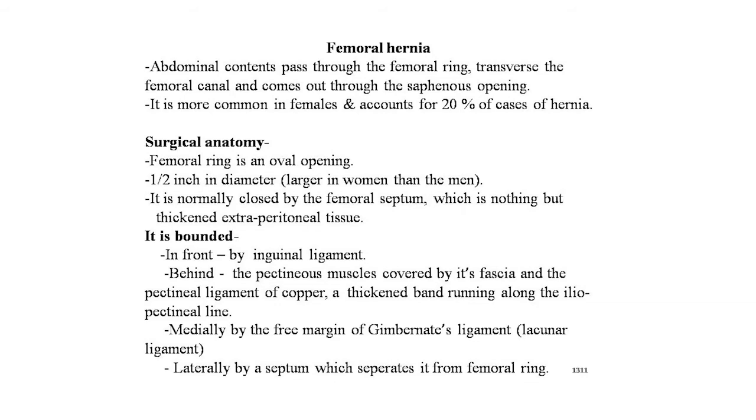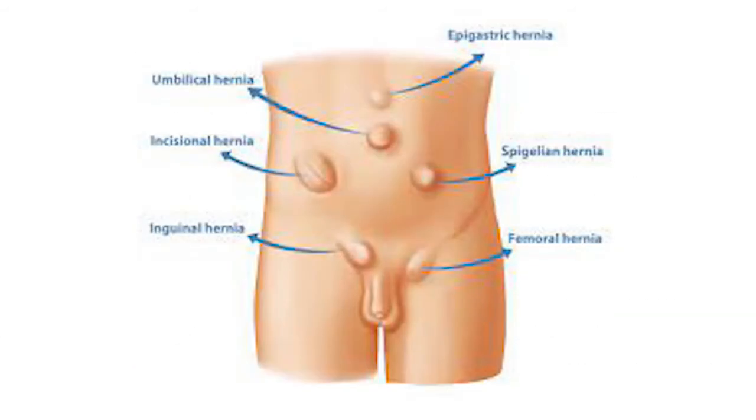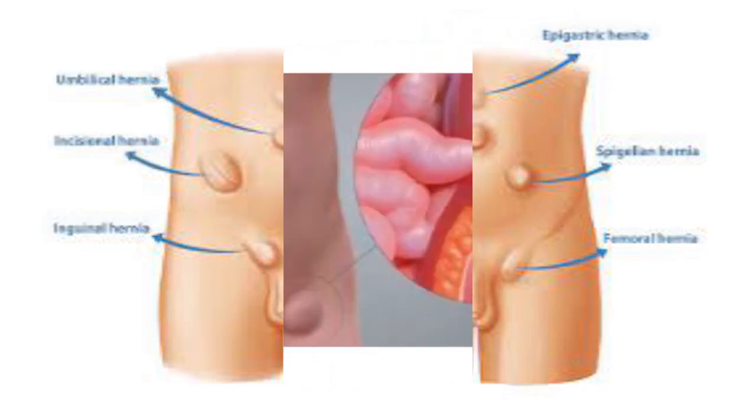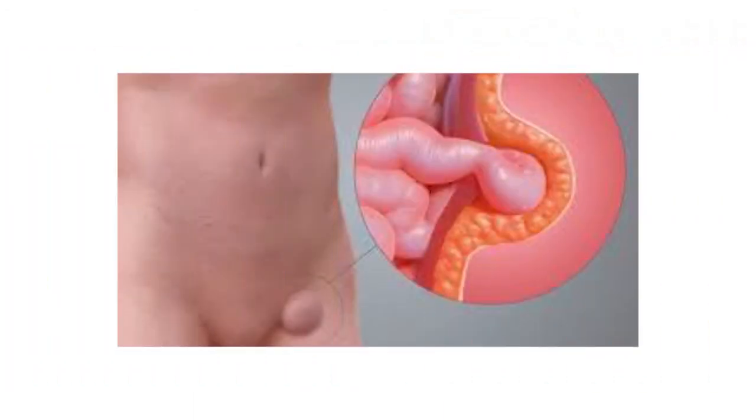Dear students, here is a new image on your screen showing the various types of external hernias, and the femoral hernial site is also shown on this image. There is the epigastric hernia, umbilical hernia, incisional hernia, inguinal hernia, then Spigelian hernia, and the site of the femoral hernia is also there. This is the special picture of the femoral hernia in the female. The site is different from the inguinal region, the inguinal hernia. The femoral hernia is clearly seen in this image.